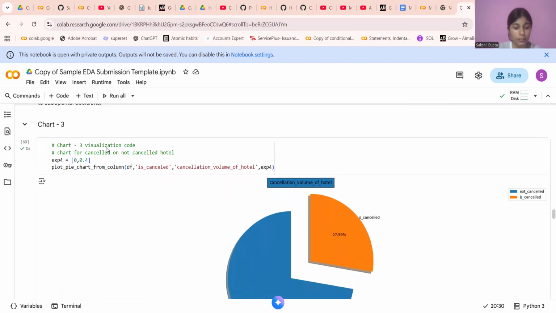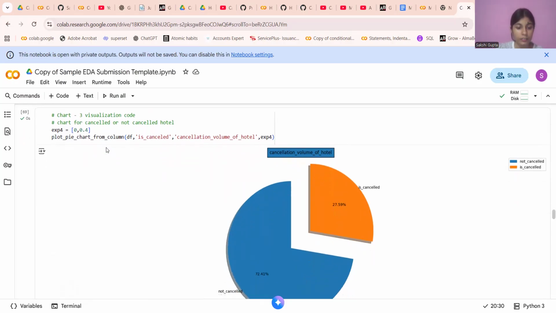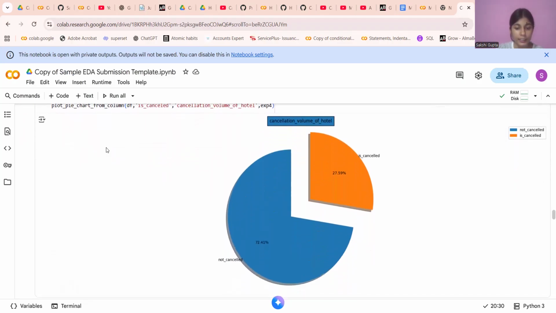Now moving to the third chart, again I use the pie chart. By using a pie chart, we can clearly see that there are 27.56% bookings cancelled and 72.41% of bookings were not cancelled.